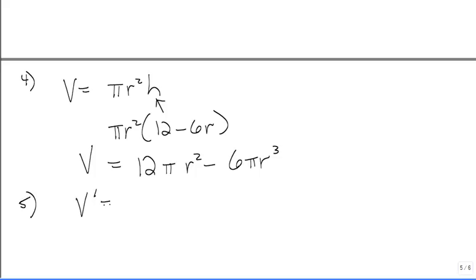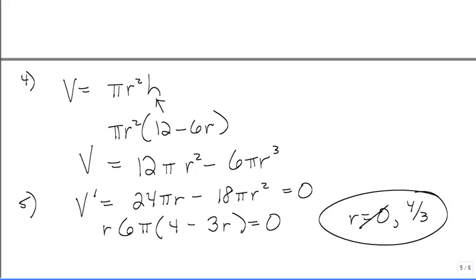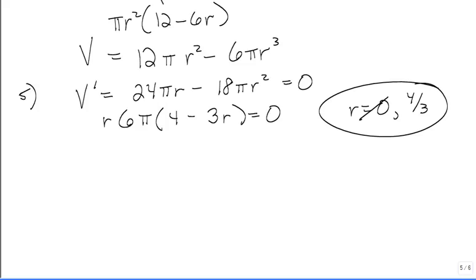Find the critical point. Take the derivative. Okay, factor out an r squared, so that's going to be 4 minus 3r. So r is 0 or 4/3. Well, that's not going to make any sense. That means you don't have anything if your radius is 0. So r is 4/3.